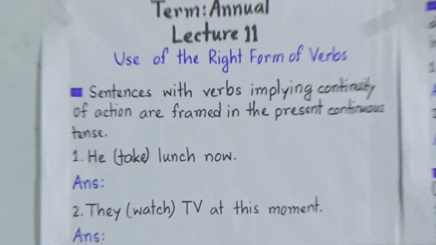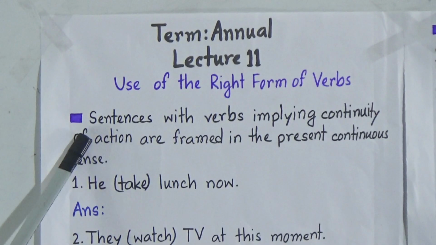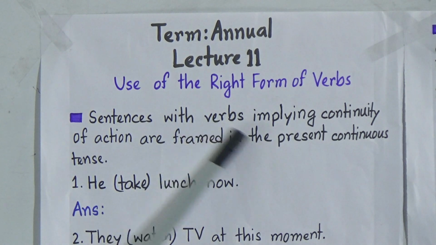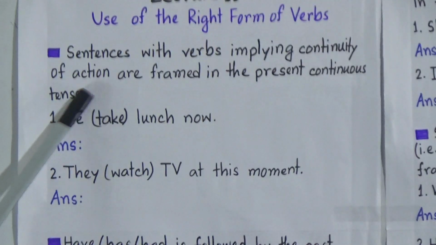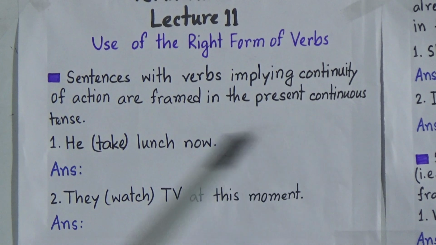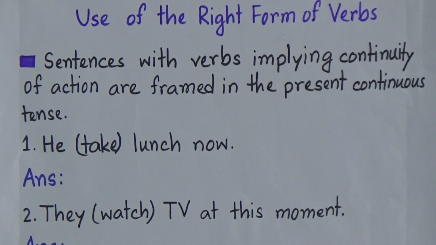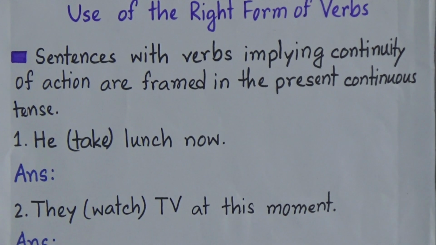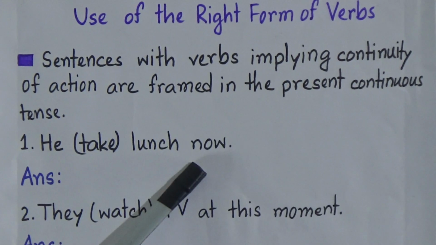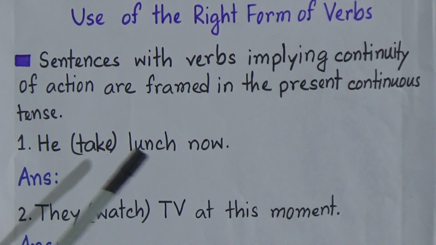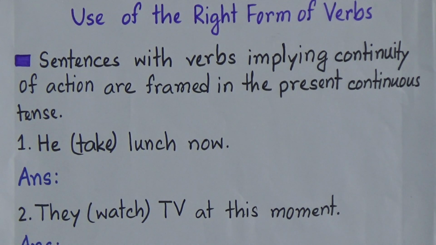Now look, the first rule: sentences with verbs implying continuity of action are framed in the present continuous tense. If the action is happening right now, it will be continuous tense, and if you find words like "now" or "at this moment", it will be present continuous tense. And now you need to know about the structure of the continuous tense. What is the structure of the continuous tense? Subject plus am, is, are, was, were plus verb along with ing.